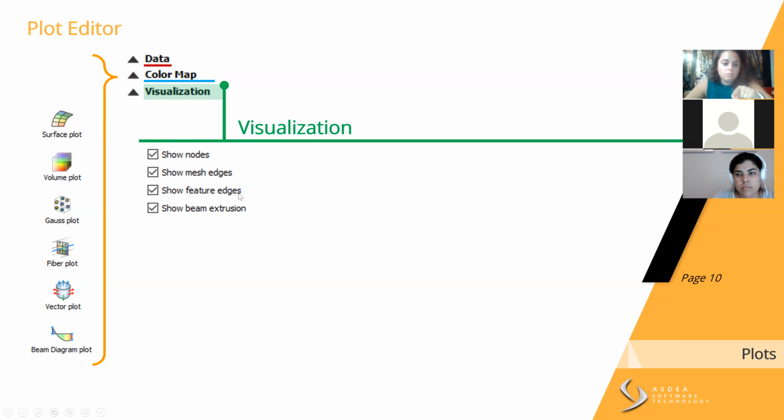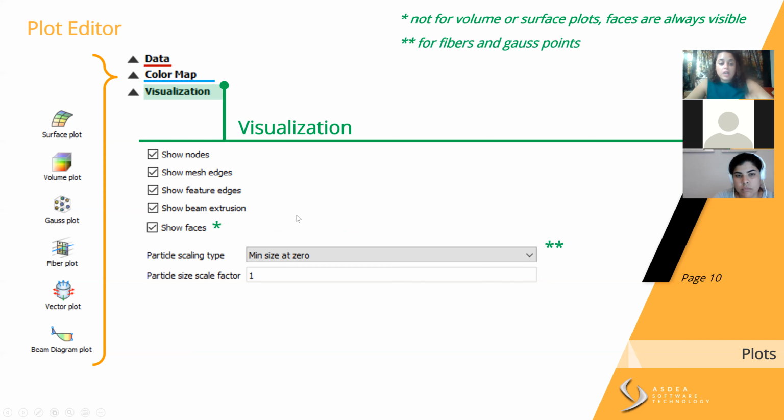And of course, the extrusion. If you turn off the extrusion and you have a beam section property, you will not see the edges either. So these two go together. Then you can also show the faces if you're not in a volume or surface plot. Of course, in a volume or surface plot, if you don't have faces, you don't see anything. So in these two plots, this option is not there because by default you will be able to see the faces.